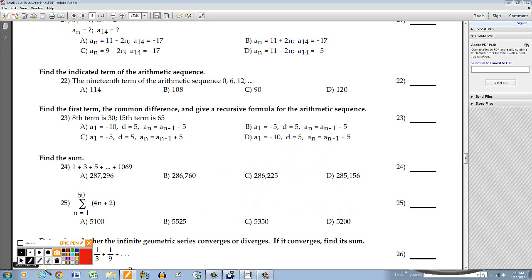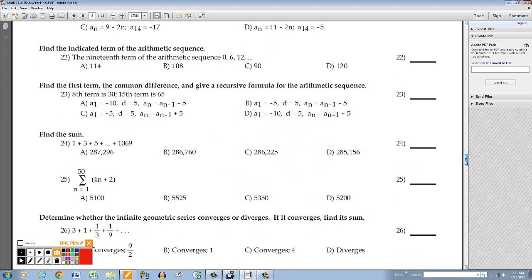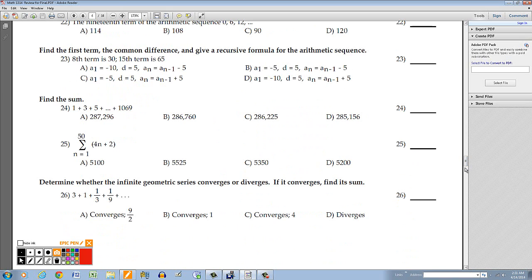We'll clear this. Okay, go to 24 then. For 24, we want to find the sum of these terms. Okay, so you can see the pattern here. We're just adding 2. We're starting with 1, and we're adding the odd numbers up to 1069. Add 2 there, we get this. Add 2 there. So if you wanted to, one way to do it is to just list all of these. List all the missing numbers there from 1 to 1069, and then add them up with your calculator.